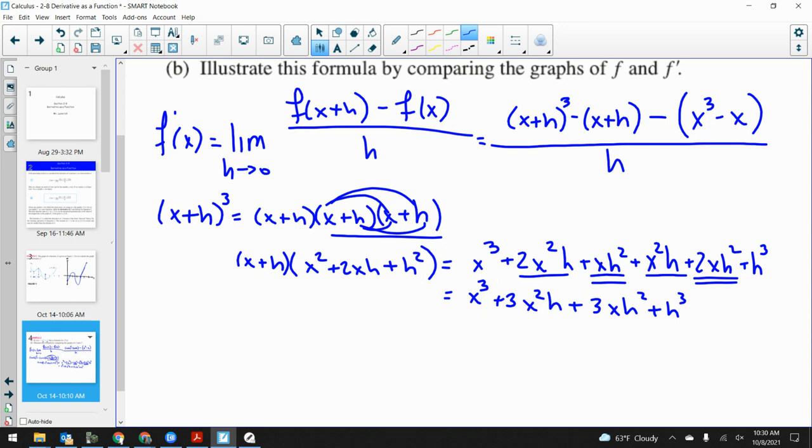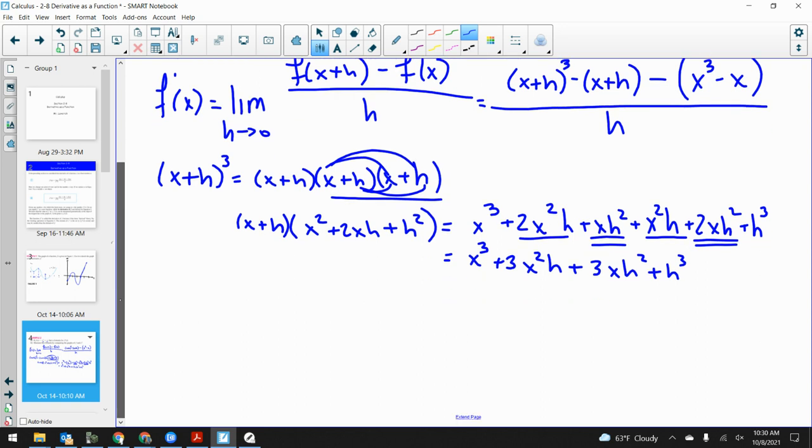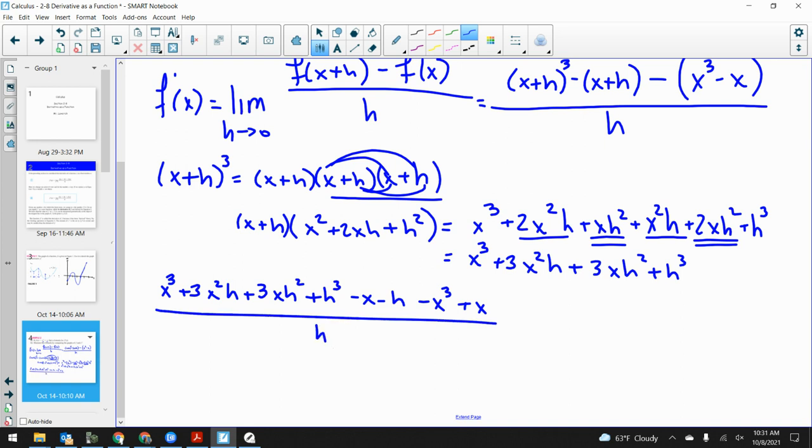You know what we could have used here? Pascal's triangle, if we had wanted to. Remember that? No. Yeah, that's a throwback. All right, so all this was just x plus h to the third. So this is x to the third plus 3x squared h plus 3xh squared plus h to the third. And now we have this minus x minus h. Then this minus x to the third plus x. Remember, I'm distributing in the negative there. All divided by h. Now, let's hope and pray that a lot of stuff cancels.